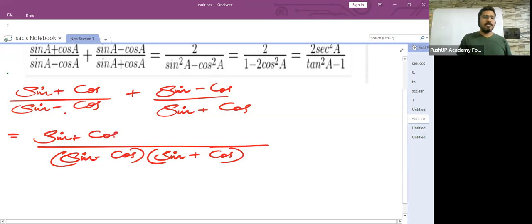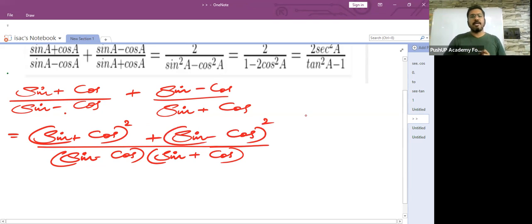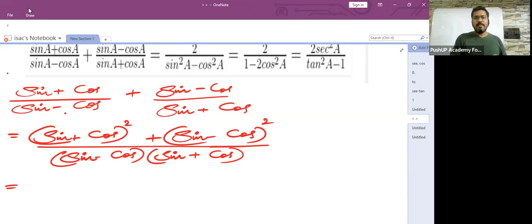So sine plus cos into sine plus cos is what? Sine plus cos the whole square. Similarly, take the LCM divided by the denominator. So sine plus cos is eliminated. Sine minus cos into sine minus cos will give you sine minus cos the whole square. Now this is equal to, children, do you remember this identity which I taught you in class 9? The one which I taught you day before yesterday, you don't remember.